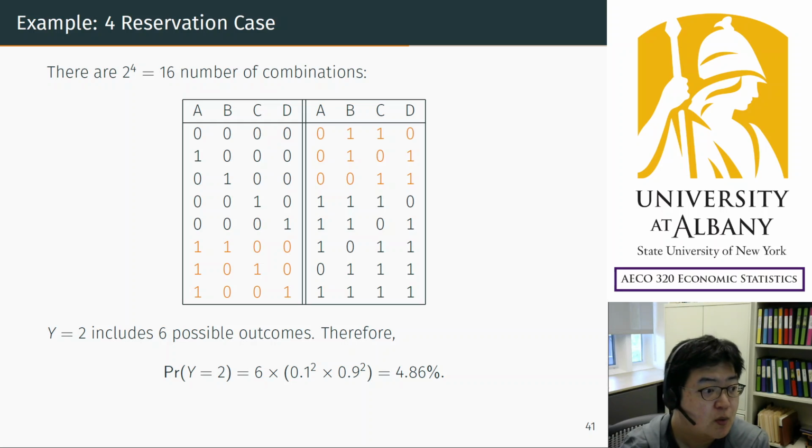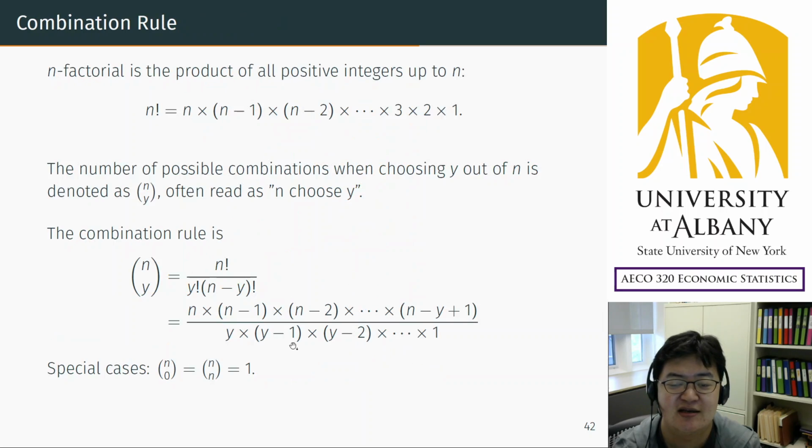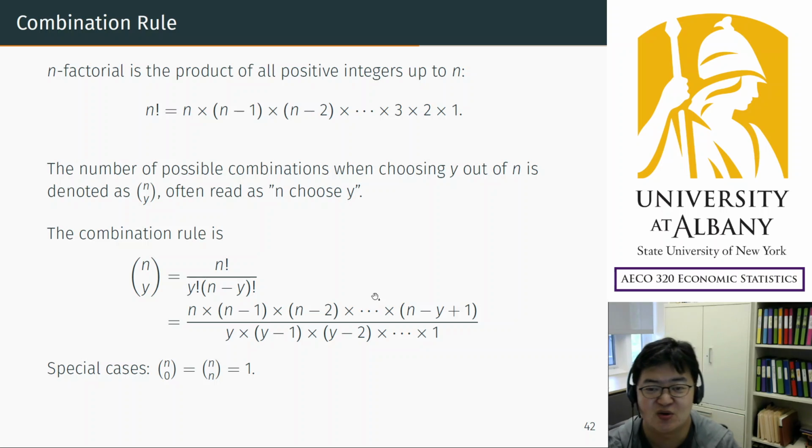Okay, so when we have four reservations and when we calculate the probability of two cancellations, our question was why we have six here. Is there any pattern in here? And the answer is yes, there is a pattern, but the pattern is not easy to understand. So I'm going to give you the theory behind it.